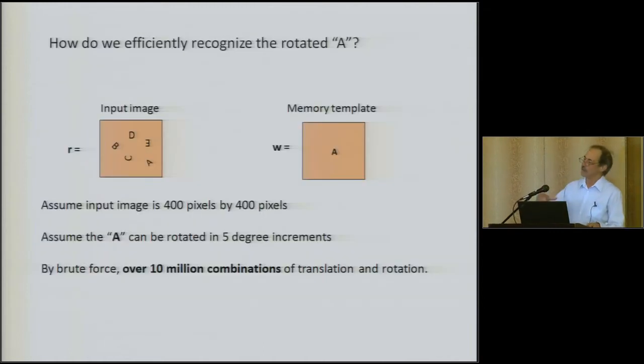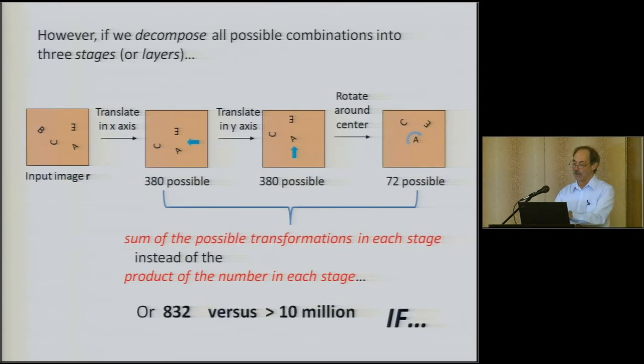So how does MSC solve it? If we think about this problem, we've got a bunch of objects in the input image and a memory template, and there's some transformation in the input image for the A; we want to match the A to the A. With pixel by pixel translations and rotations, we have 10 million combinations, not viable. However, if we could decompose this into the sum of the transformations, 380 plus 380 plus 72, we'd have only 832 combinations to search instead of 10 million.